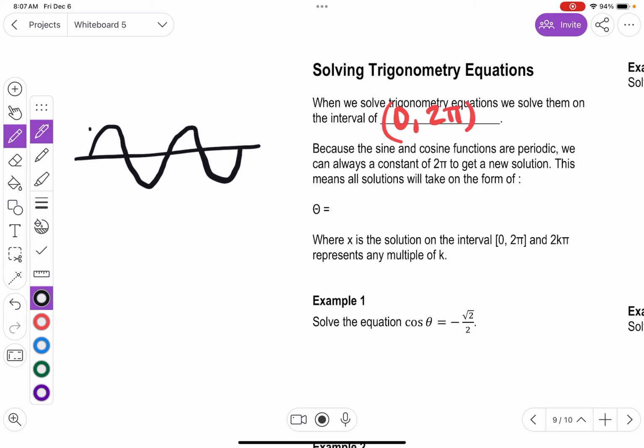All right. And so when we answer this, they'll take on the form of some kind of theta is equal to whatever your solution is, which we'll call x, plus or minus the interval 2 pi times n, because we can have all these other answers. So we'll take on what we call the general solution, where x is the solution of the interval and 2k pi, or in my case, I'm using 2 pi n, represents any multiple of n.